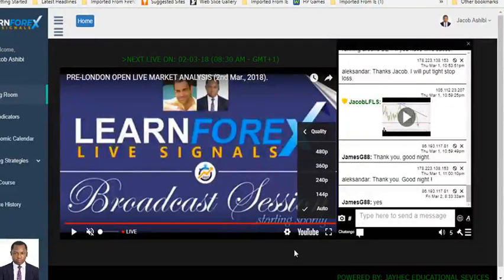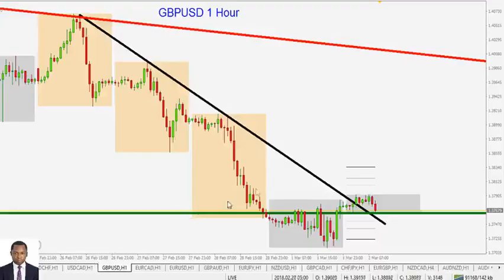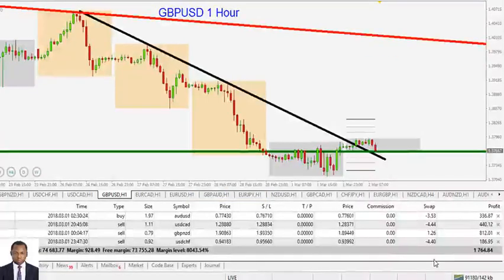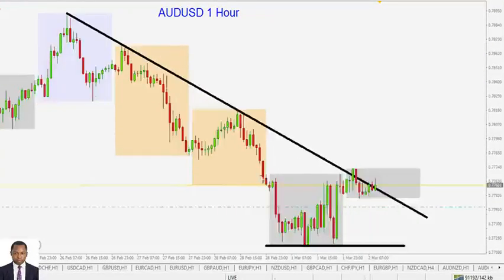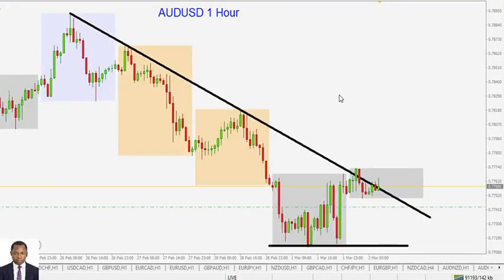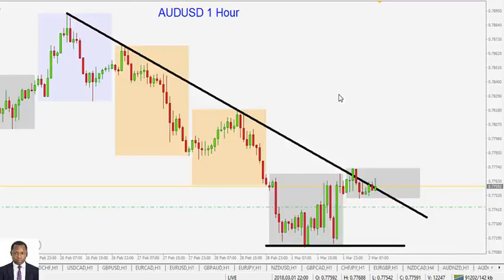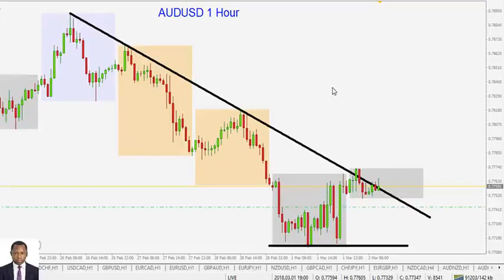Looking into the charts, let's see what's been happening with those pairs that we were involved in. We have a few trades running, all in green. That's a good thing for this week. Let's see the Australian dollar against the American dollar. This is the 1 hour time frame. Let's come into the daily time frame. This was our time frame of reference.